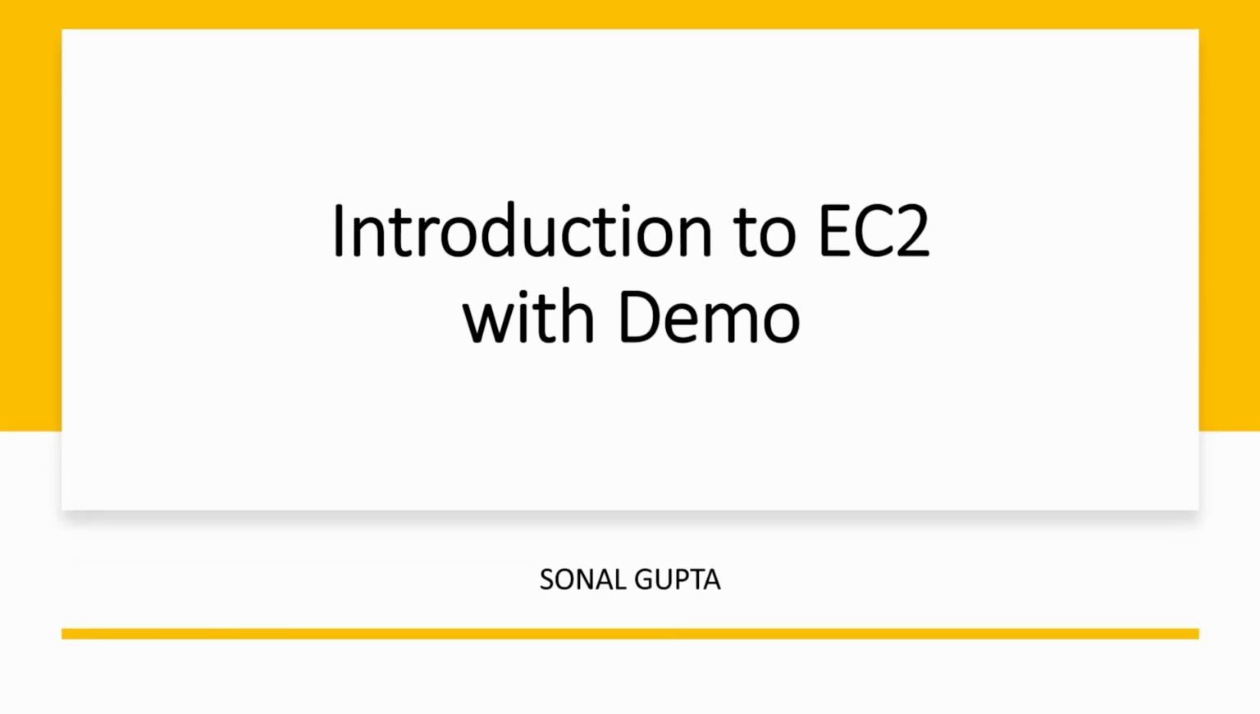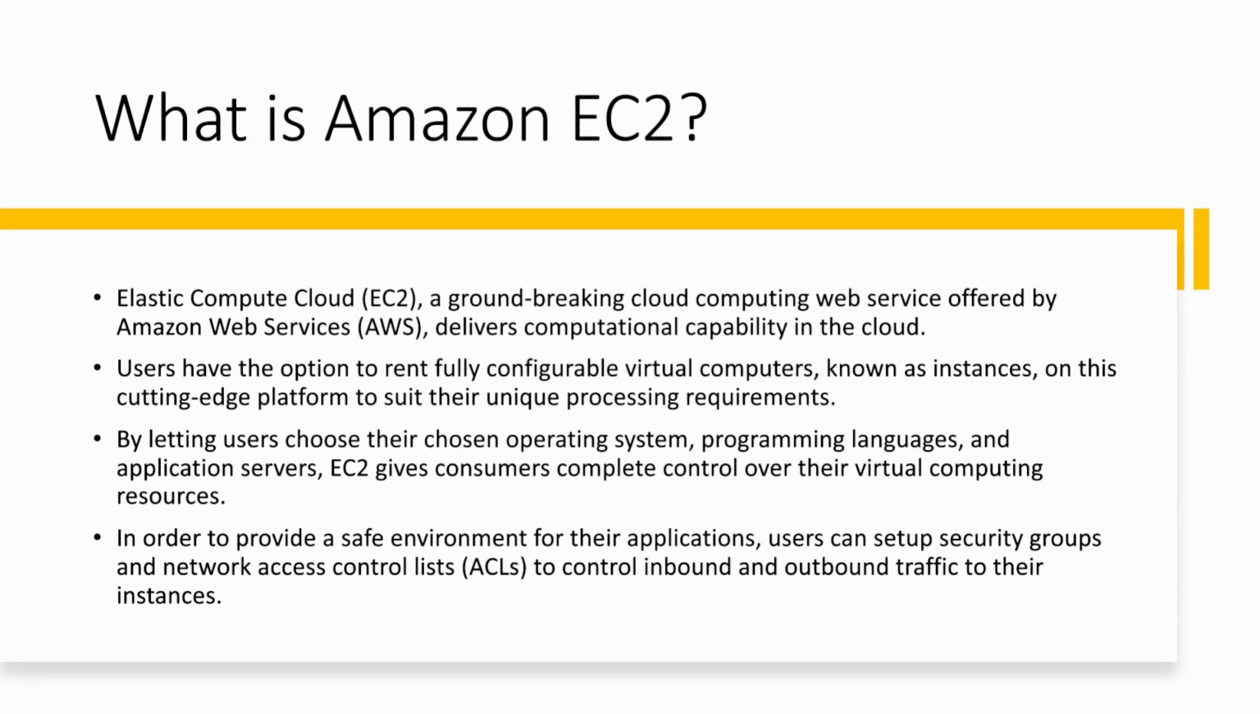Okay, so let's start. So what is Amazon EC2? EC2 means Elastic Compute Cloud, which is a groundbreaking cloud computing web service offered by AWS, that is Amazon Web Services, that delivers computational capability in the cloud. So it gives you the option to rent fully configurable virtual computers, which are known as instances in the AWS language, on this cutting edge platform to suit their unique processing requirements.